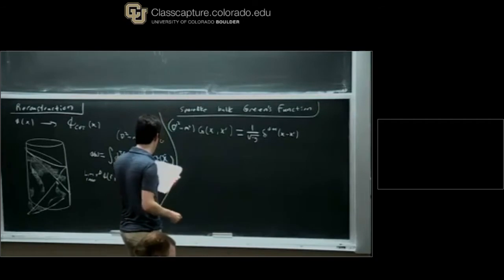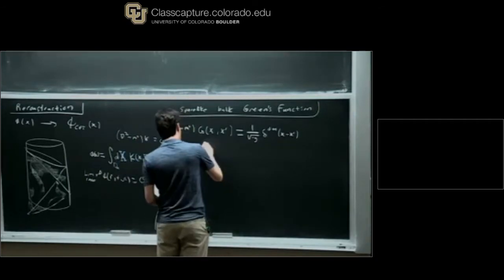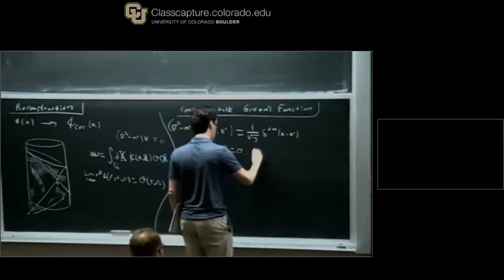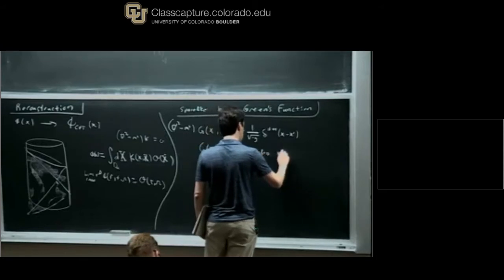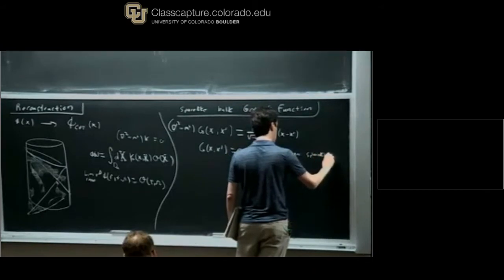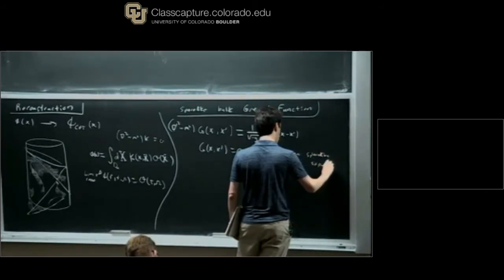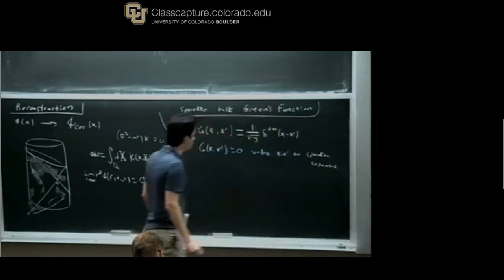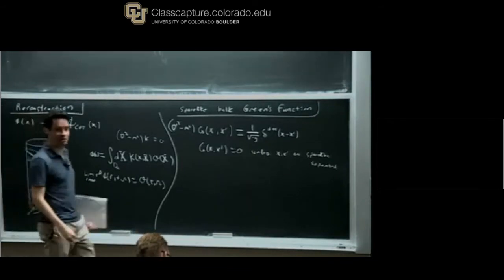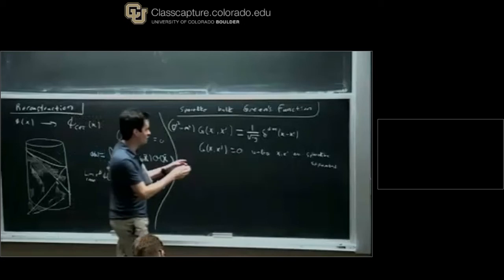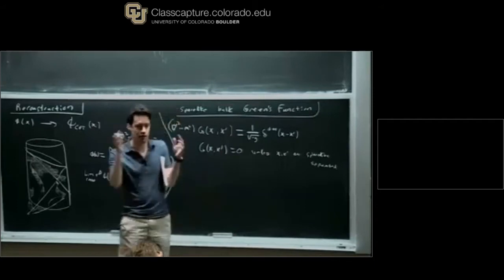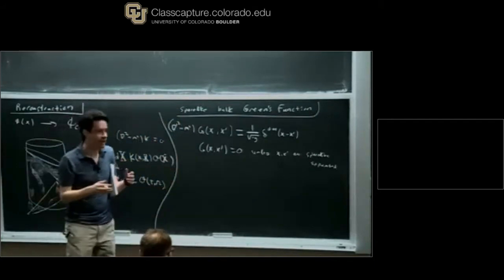But then space-like means that G of x and x prime equals 0 unless x and x prime are space-like separated. So this is a bit of a weird Green's function to think about. Usually when we think about Green's functions, we want them to be zero at space-like separation, and nonzero at time-like separation, right? They tell you how the solution of the wave equation evolves. So that's a little bit weird.